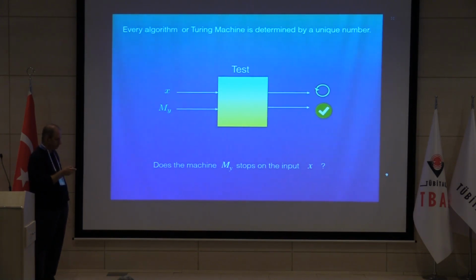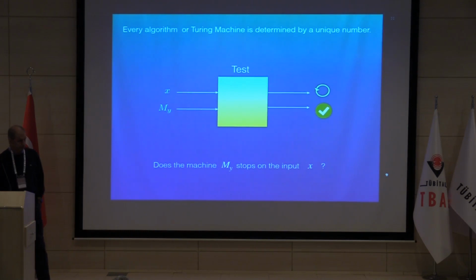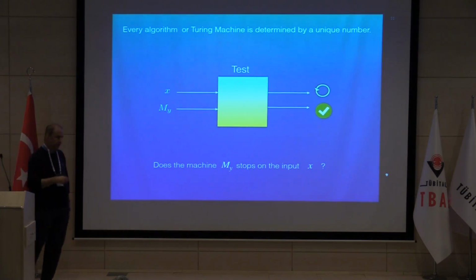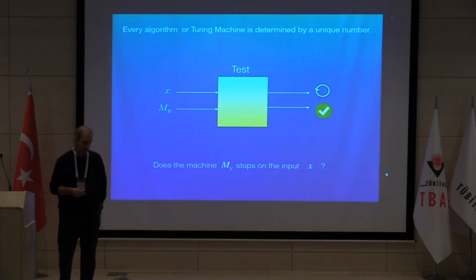Now the halting problem, the test problem, is this. Does this test machine stop if you give the input x to the machine My? Does it stop or does it loop? Does the machine y stop on the input x? This is the question, right? Suppose that such a machine is possible, then we come to a contradiction.